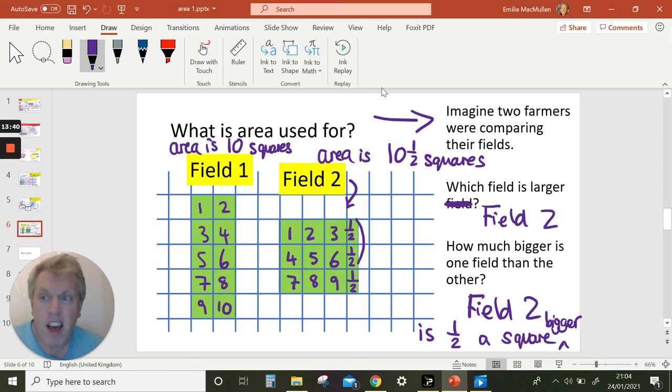And we use area in lots of problems like this. We want to know how much room, how big a room is, how big the floor is, how much carpet we need to put down to cover all of the floor. We might need to know how much space a painting covers on the wall. These are all examples of area.